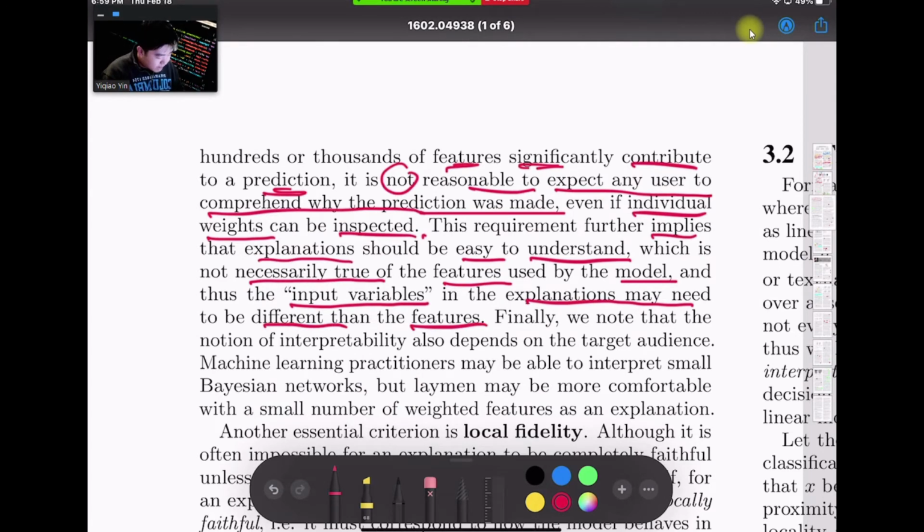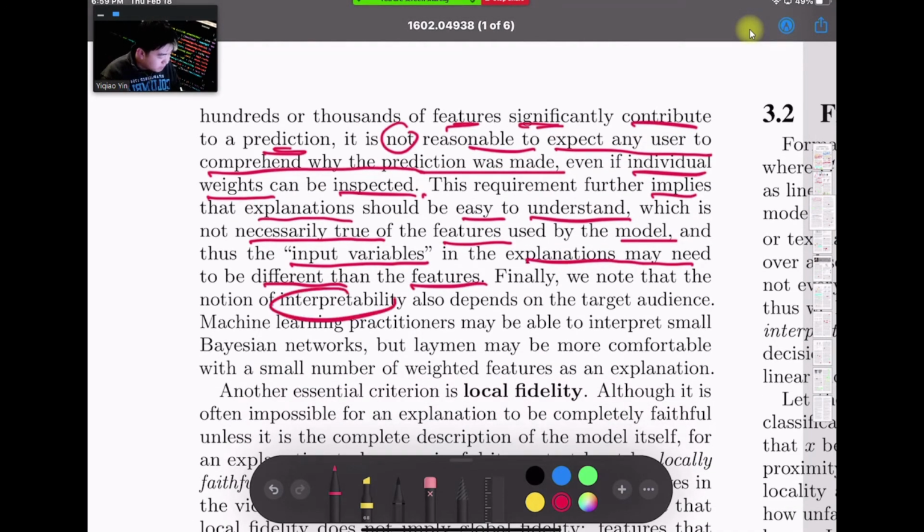Finally, we note that the notion of interpretability also depends on the target audience. Aha! This is the keyword that I've been looking for. This audience is going to be extremely important, right? Without the understanding of who your audience are, you don't really know what's the right language that you should use. So I'm actually very glad that they talk about this part, and I think it's extremely important.